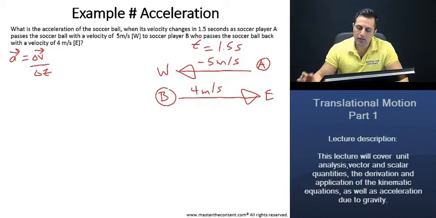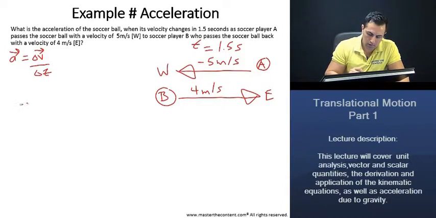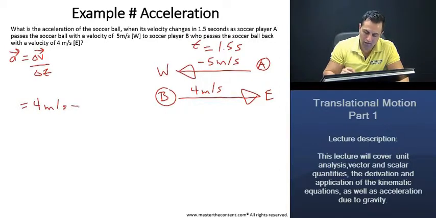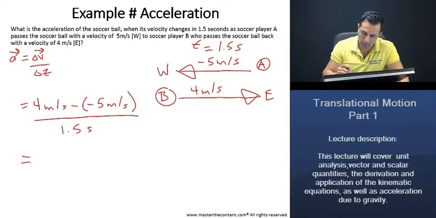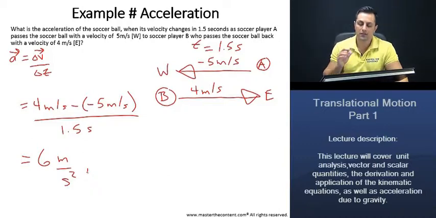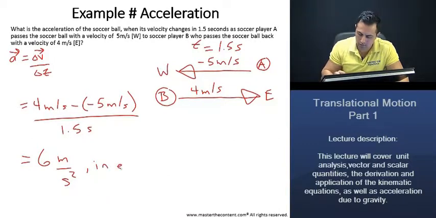Wonderful. Now that we have all our values, we can just go ahead and plug them in. So we're going to have 4 meters per second minus negative 5 meters per second, over 1.5 seconds. This is going to give us an answer of 6 meters per second squared acceleration. And because it's positive, it's going to be in the east direction. That is your acceleration there.